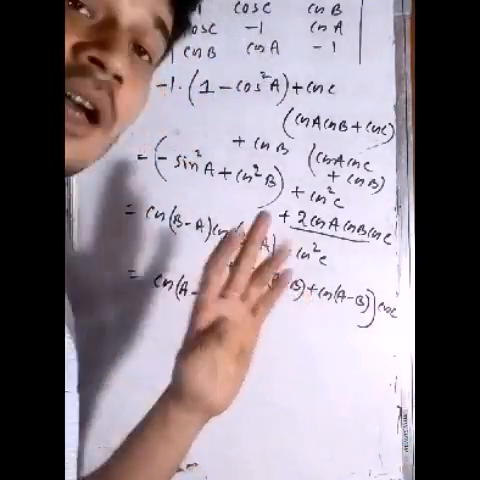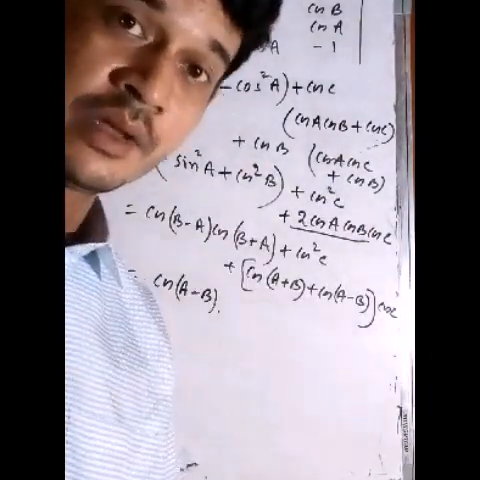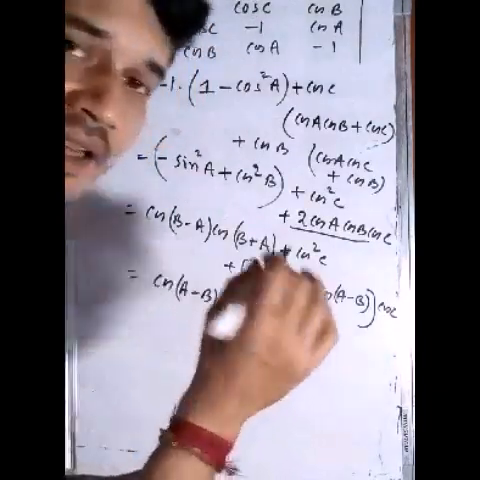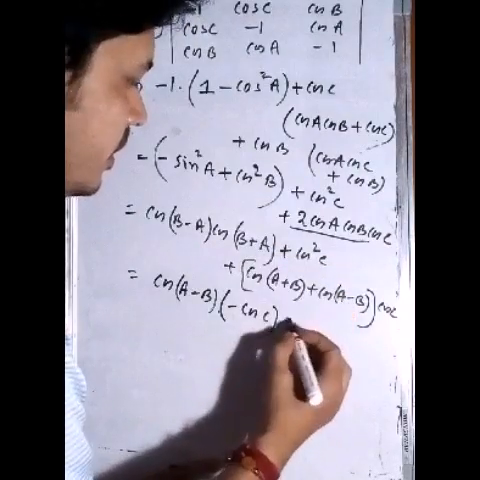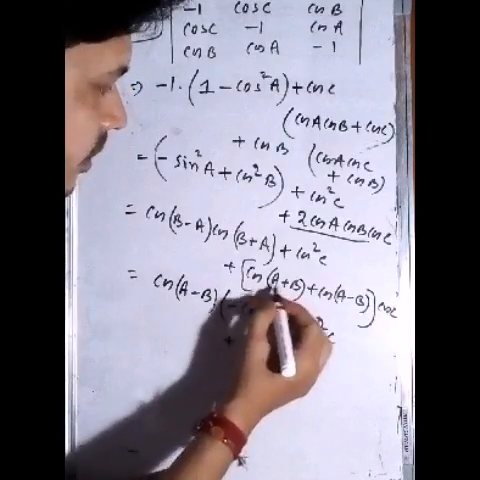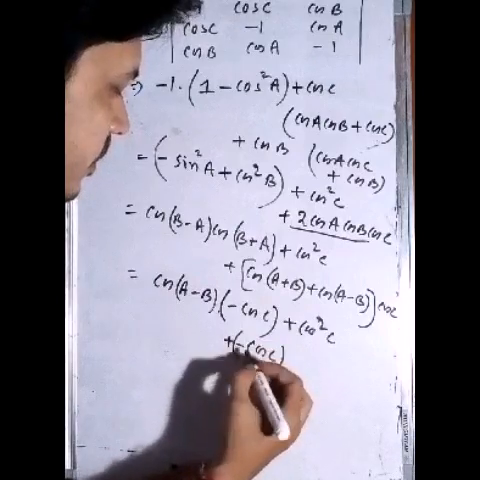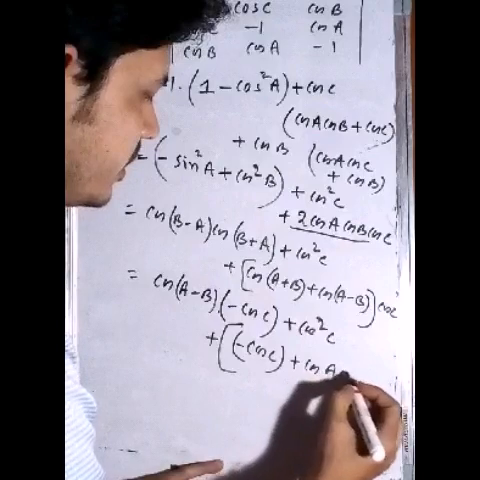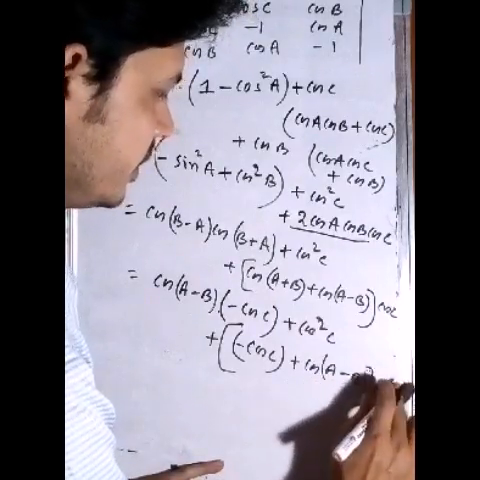And if we apply cos(pi minus c), it goes to the second quadrant. In the second quadrant cos is negative. So cos(pi minus c) is minus cos c. So we write directly the value, minus cos c. Now plus cos square c. Now this is again cos(a plus b), which will be minus cos c. So minus cos c, third bracket, plus cos(a minus b), bracket close, multiplied by cos c.